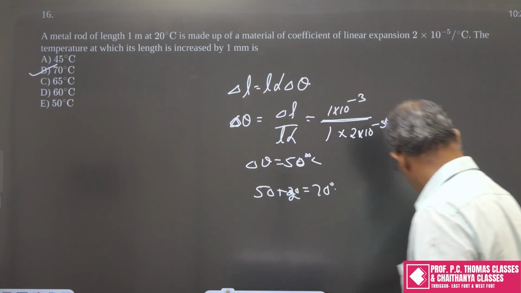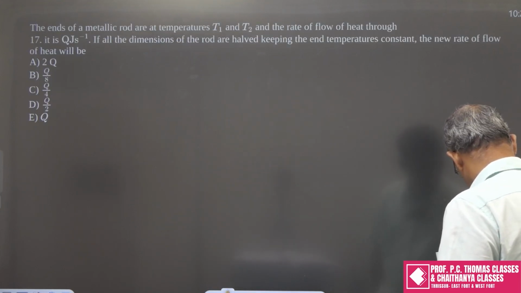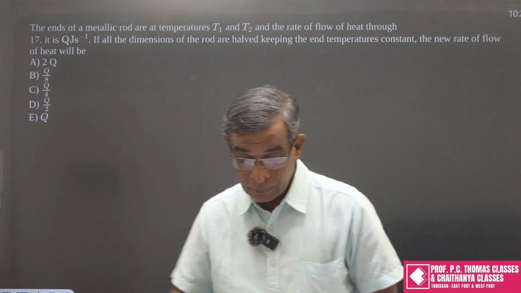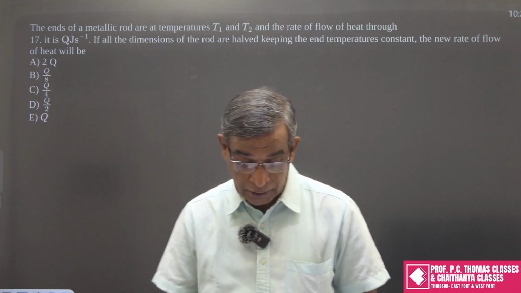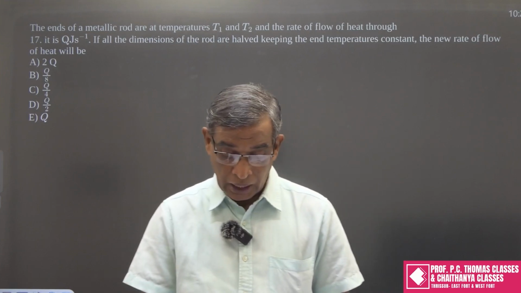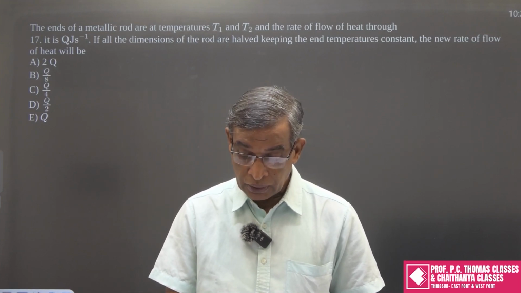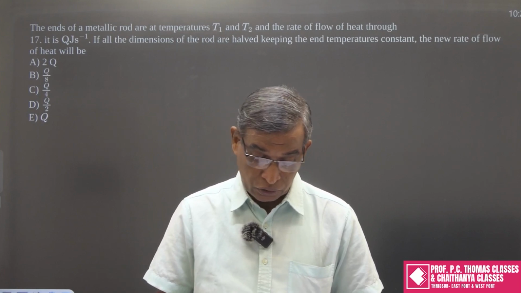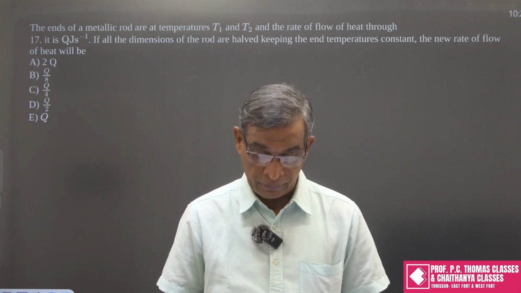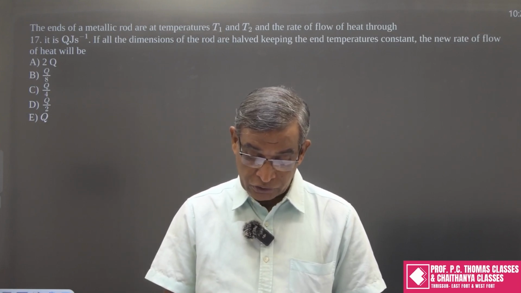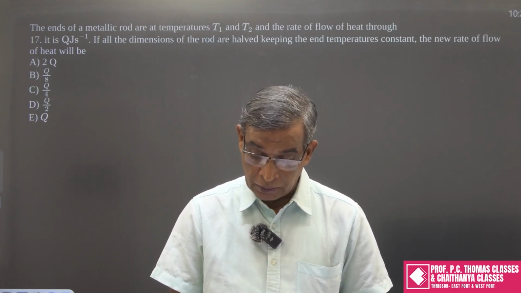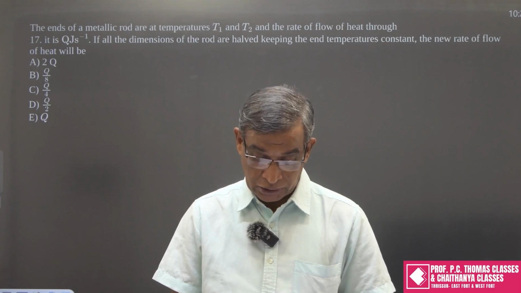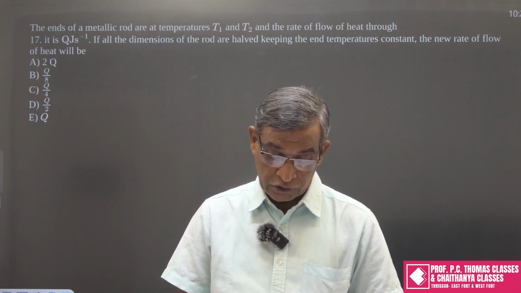Next question. The ends of a metallic rod are at temperatures T1 and T2, and the rate of flow of heat through it is Q joule per second. If all the dimensions of the rod are halved, keeping the end temperatures constant, what is the new rate of flow of heat?